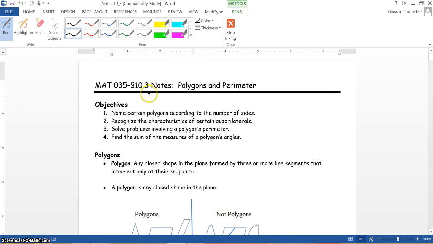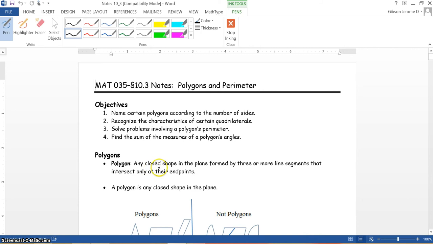Hello class, we're about to start section 10.3, Polygons and Perimeter. The objectives: to name certain polygons according to the number of sides, to recognize the characteristics of certain quadrilaterals, to solve problems involving a polygon's perimeter, and 4, find the sum of the measures of a polygon's angles.